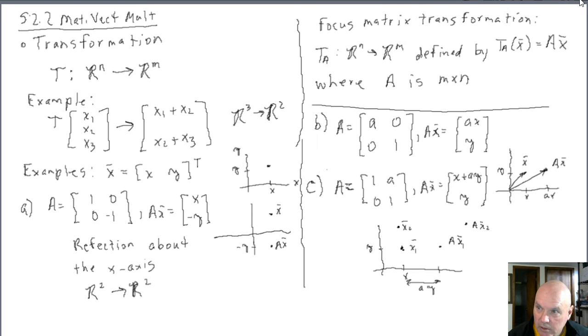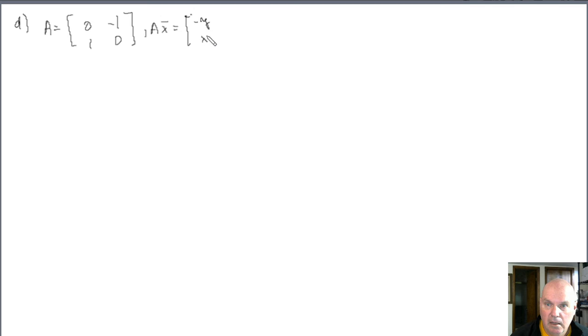Okay, look at a couple others. Example D, where A is equal to 0, 1, minus 1, 0. AX then is actually equal to minus y, x. And so if I sketch that transformation, here's the original point x, y, and then for the AX component, the x value is the negative of the y value, so I'm going to keep this distance the same, minus y, and then the y value is equal to the x value, which is here. So this is the transformed component.